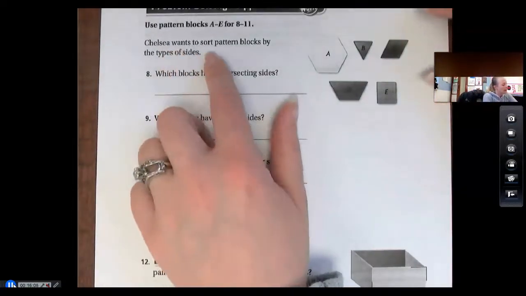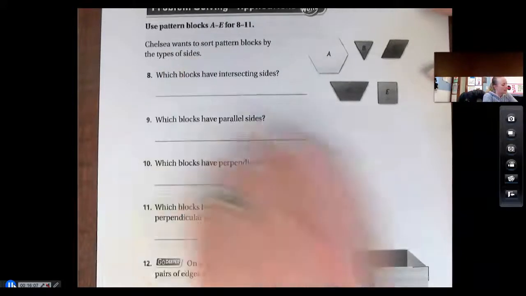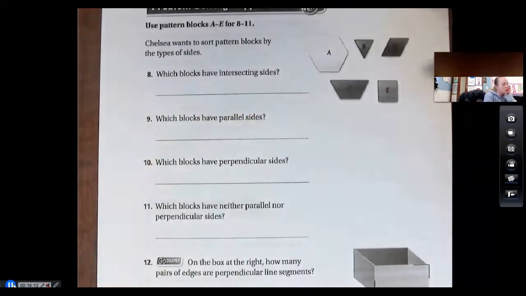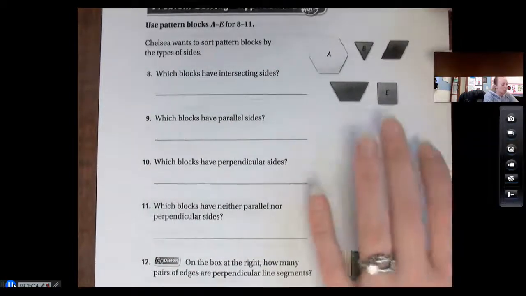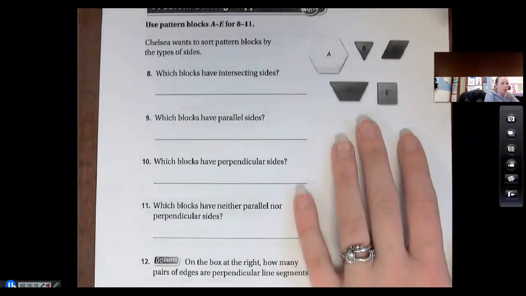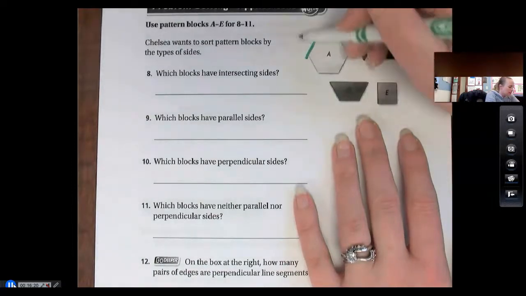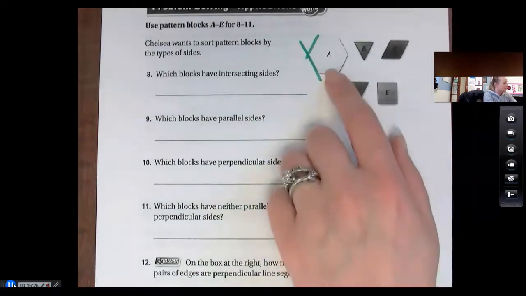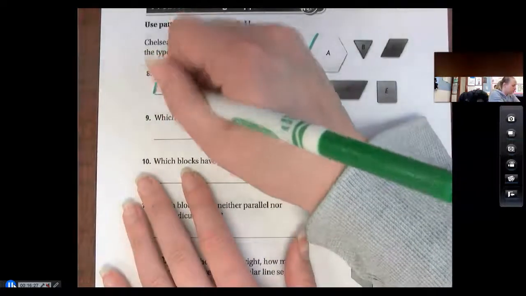Chelsea wants to sort pattern blocks by the types of sides. Which blocks have intersecting sides? So which ones have sides that will touch each other? Well, let's go through all of them. First, let's go through A. Do those have sides that cross? Yes, so A is true.